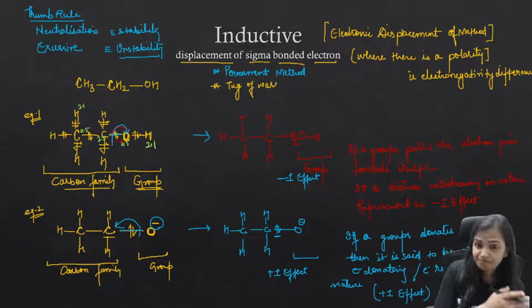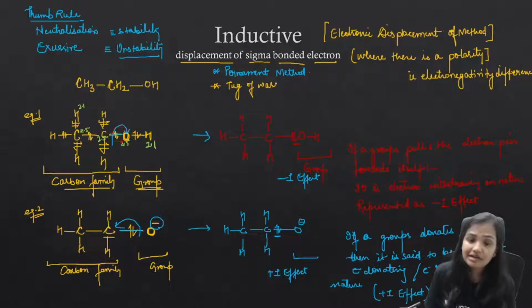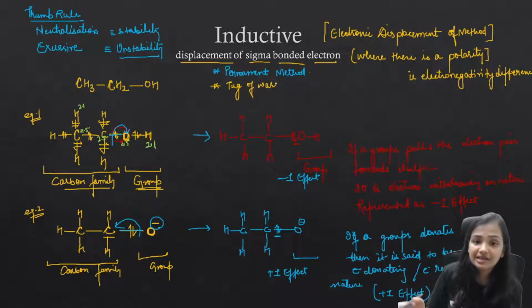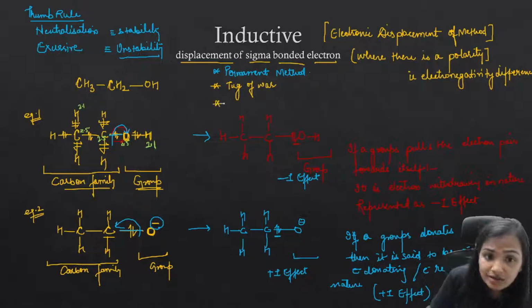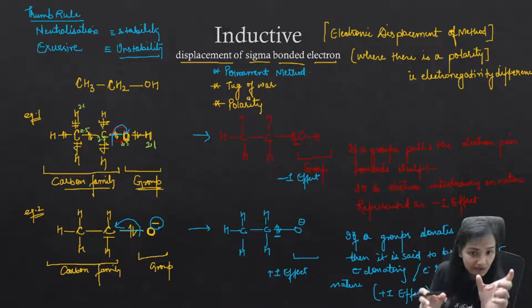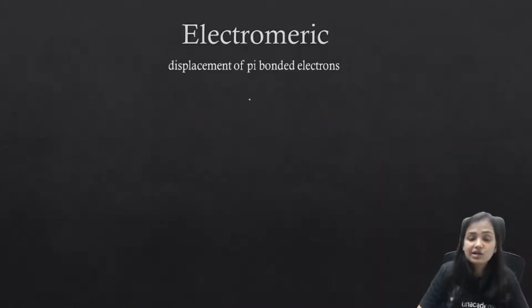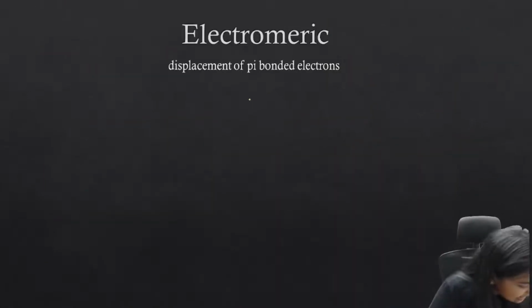And last but not the least, the inductive effect can be seen in carbon containing compounds, or you can relate it with polarity. How can you relate it with polarity? You just have to see where there is a polarity, where there is a positive negative charge. That's it. So guys, with this, now let's move on to the next effect, that is the electromeric effect.